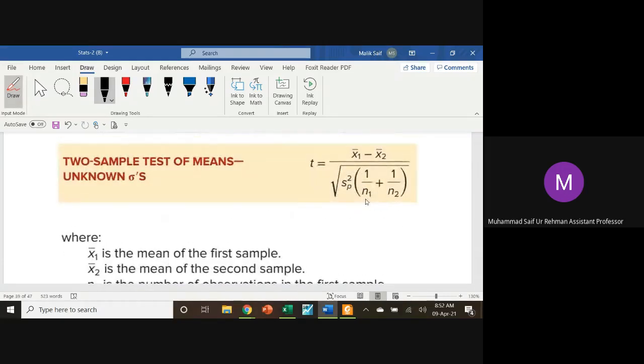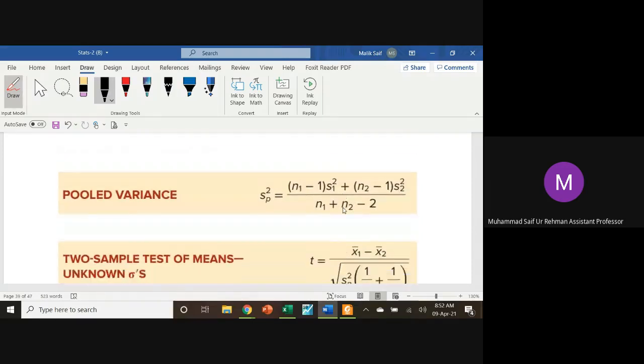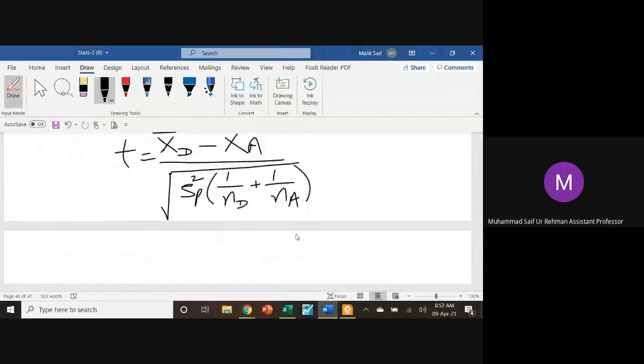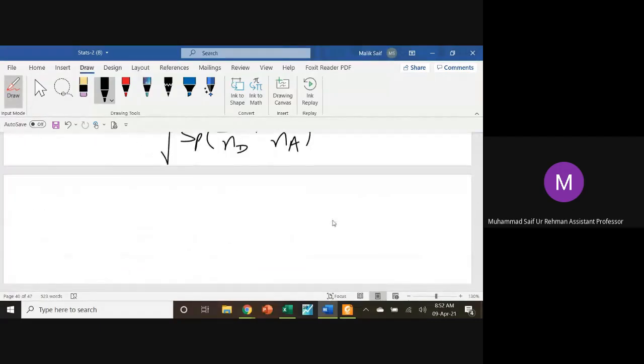Same formula: Sp square times 1 over n1 plus 1 over n2. So we are writing down nd and na. Wherever 1 is there, we are writing down d. Wherever 2 is there, we are writing down a, afternoon shift, for our own convenience. So you will stop it over here and move to step 4. Step 4 is the decision rule.